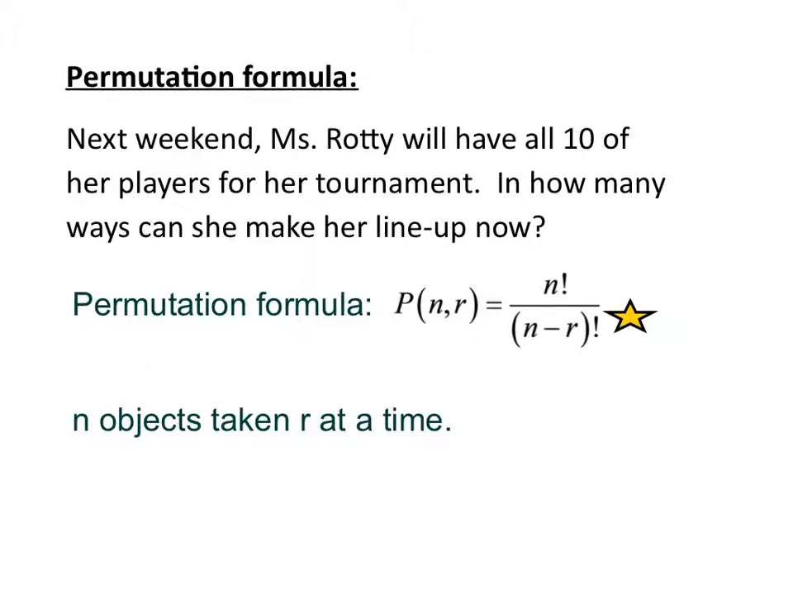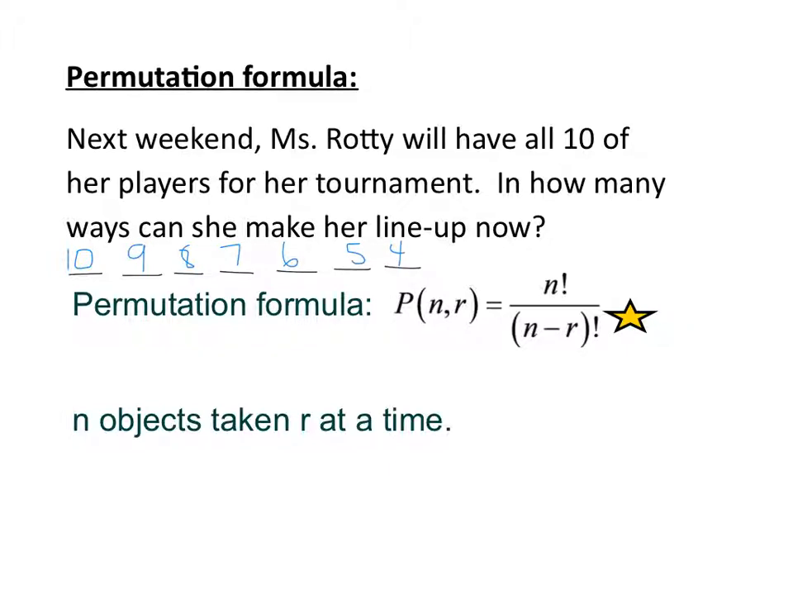Let's look at another example. Next weekend, Miss Roddy will have all 10 of her players for her tournament. And how many ways can she make her lineup now? Excuse me, I have 7 spots to fill, but I still have 10 players now to choose from. So in the first spot on the court, I can choose from 10 players. Then I can't choose that 1 player because they're already in a spot. So then I can choose 9 players, and then 8, 7, 6, 5, 4 different ways to choose.